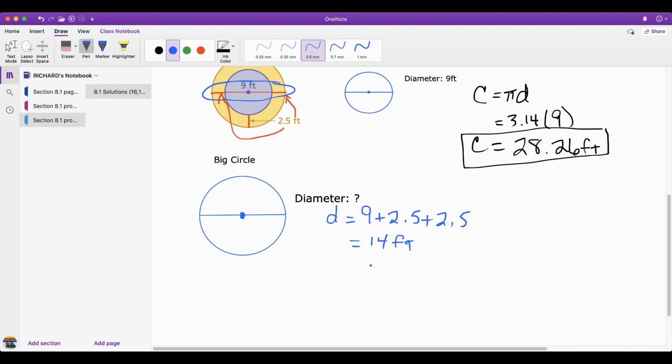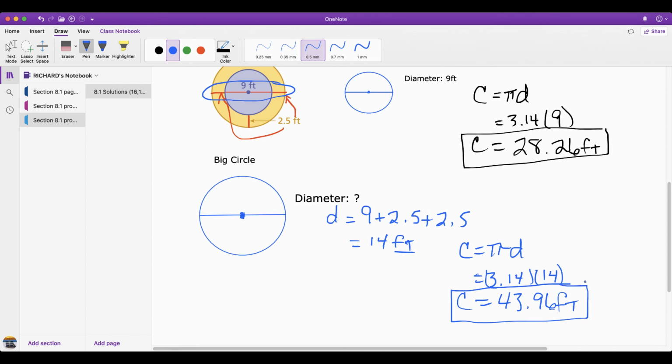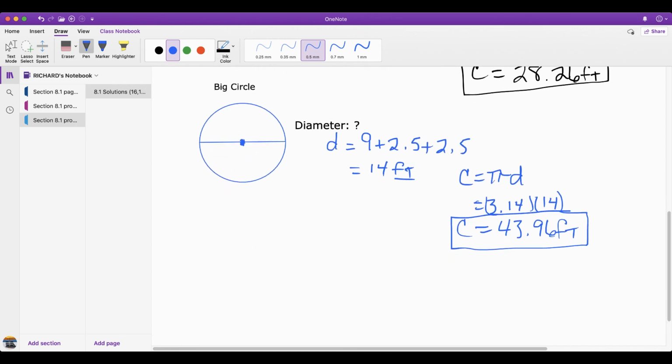I can calculate the circumference. The circumference equals pi times the diameter, 3.14 times what? 14. And when I multiply those two numbers together, I get 43.96. And what are my units? My units for this problem are feet. So there's the circumference of the big circle. And we got it. And life is good.